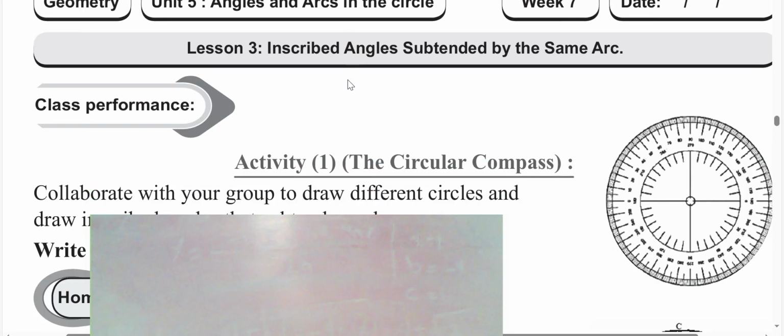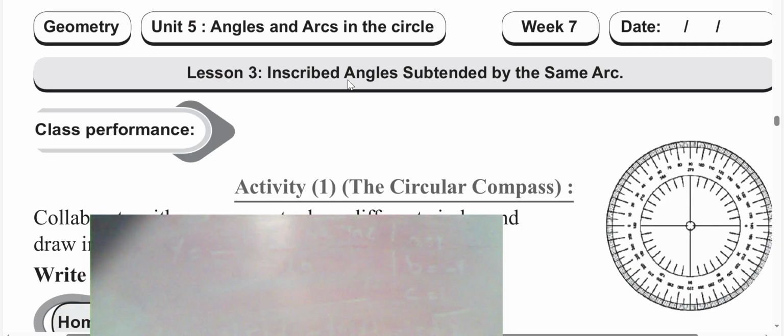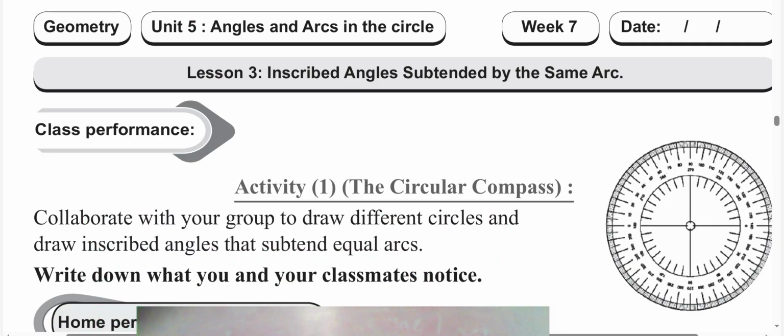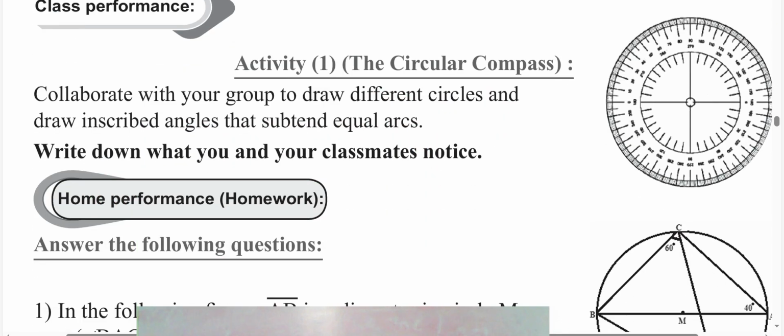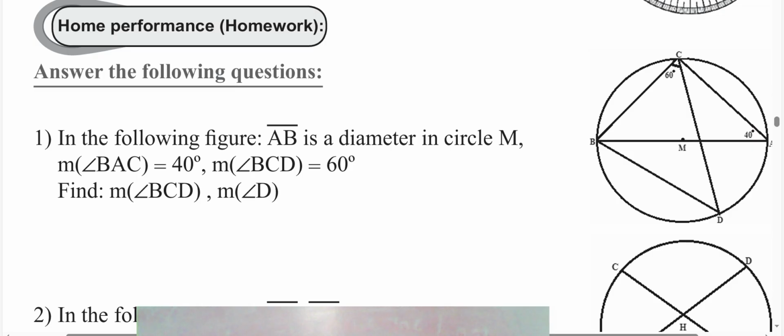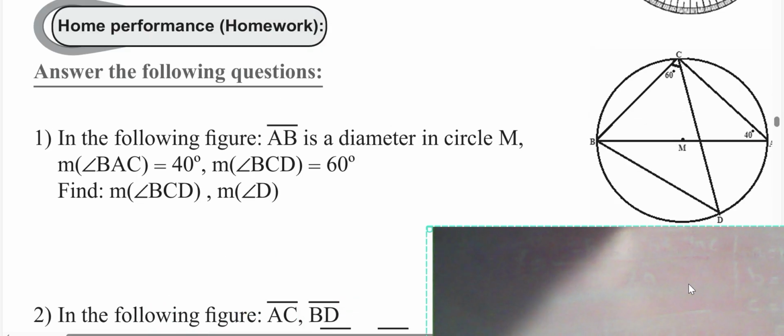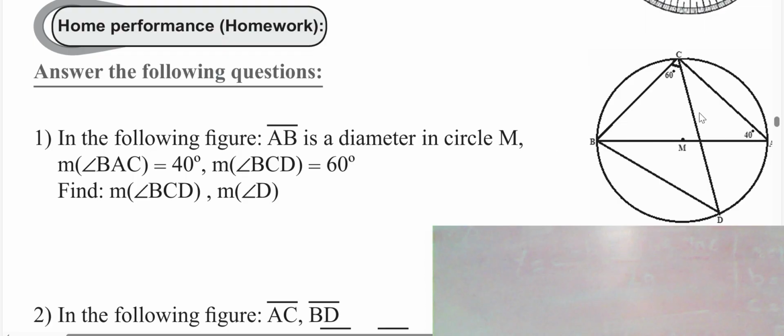Okay, look at here: inscribed angles subtended by the same arc are equal in measure. Like this, look at this question. On performance C, first question, you are given the measure of the angle here 60 and here 40, and you want to find the measure of angle BCD.